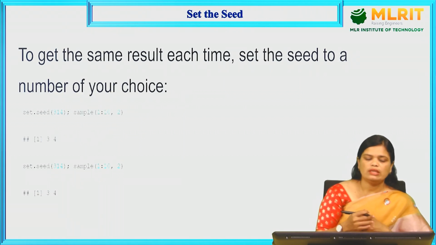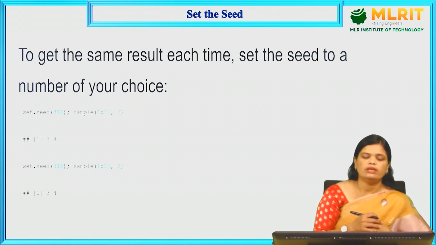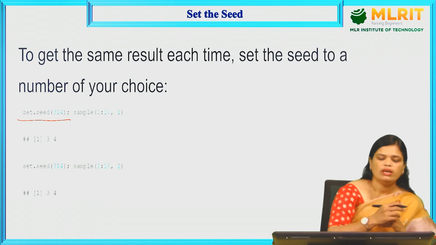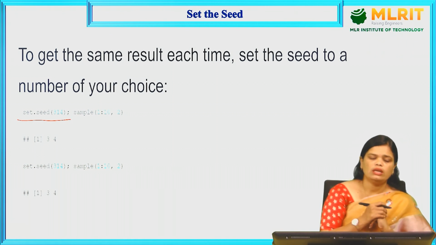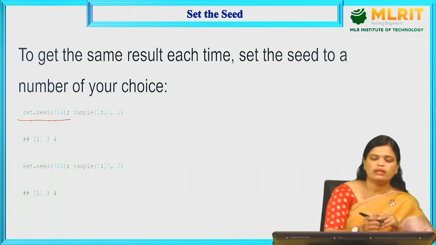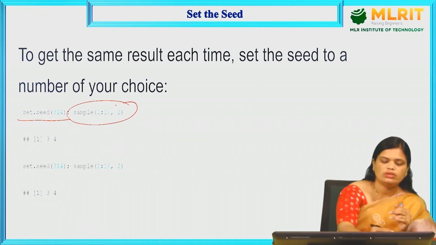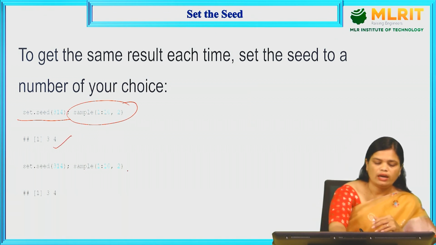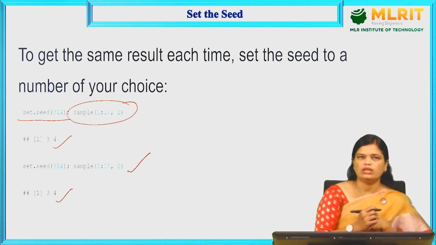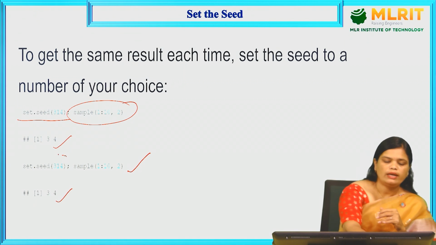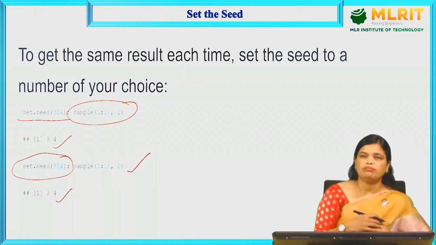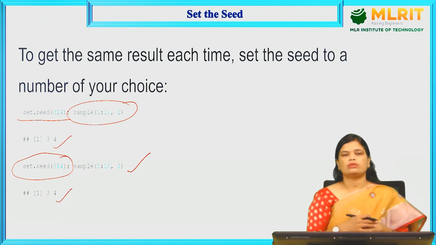If you want the same values to be displayed every time you run the sample function, then you need to set the seed. Here I am using set.seed(314), and I am running the sample function again. I got 3 and 4 as the random values. I ran this function again and again and got the same values, 3 and 4. So if you want the random number generating function to generate the same numbers at every execution, you have to set the seed.